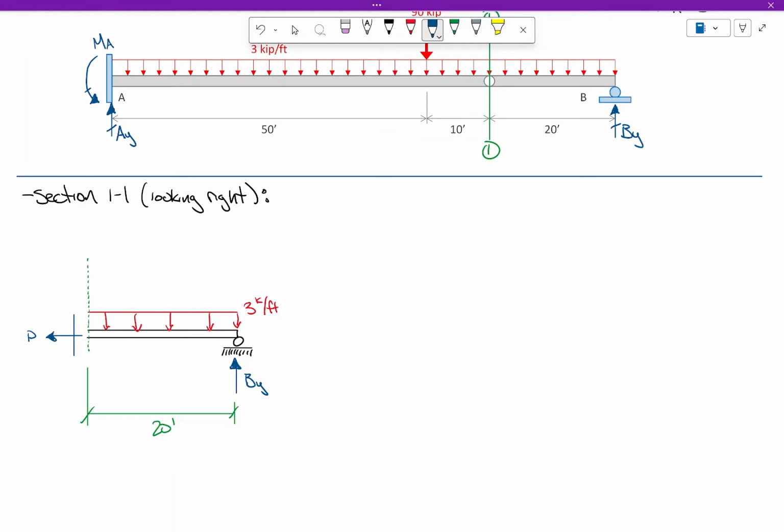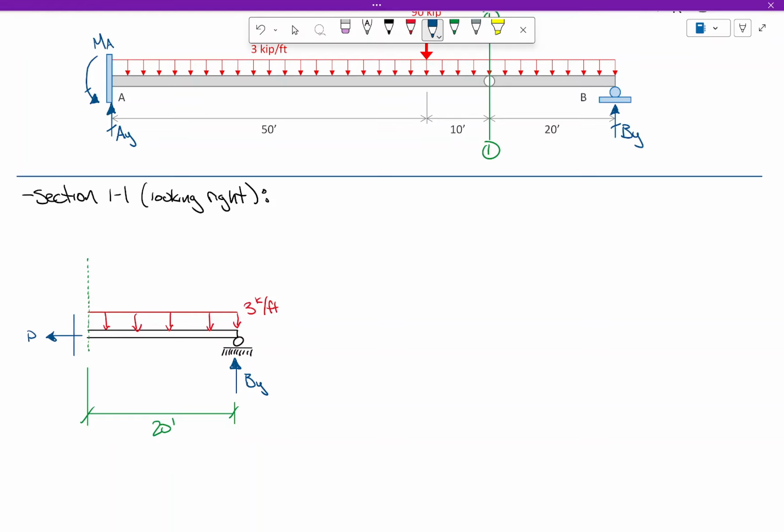We're going to sum moments at the hinge looking right. I mean, that's essentially what we're doing here. We're summing moments at the hinge looking to the right. I'm actually going to drag this over here a little bit.